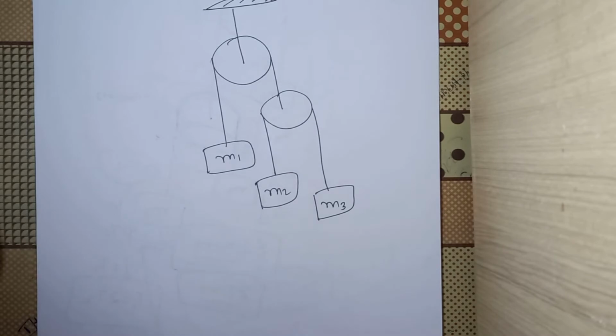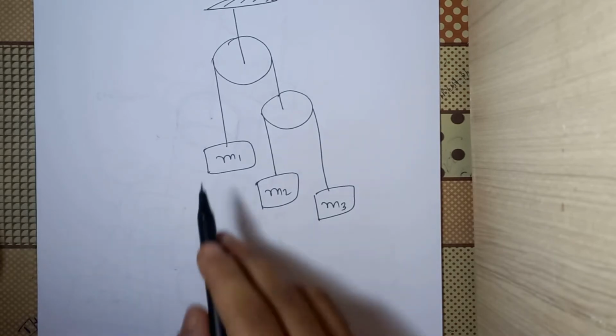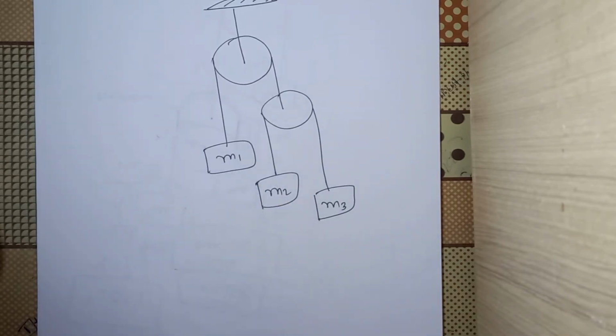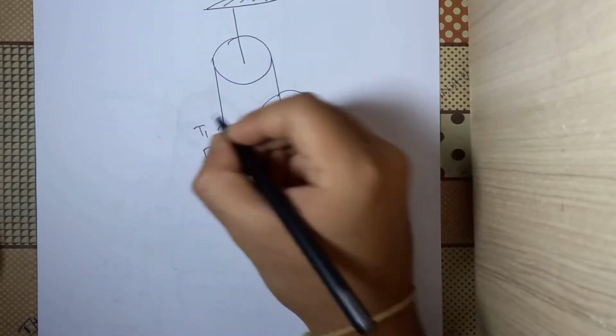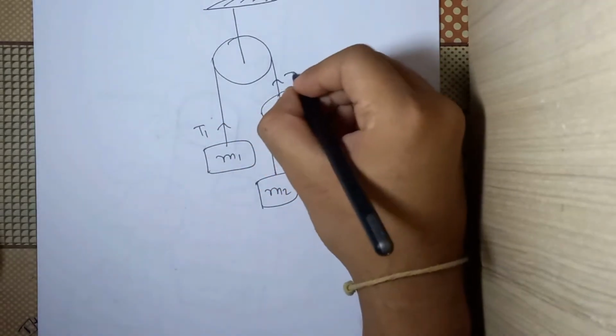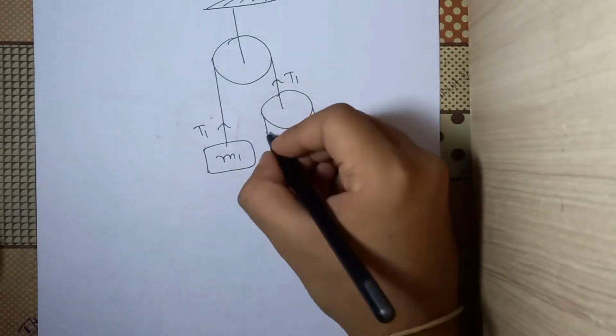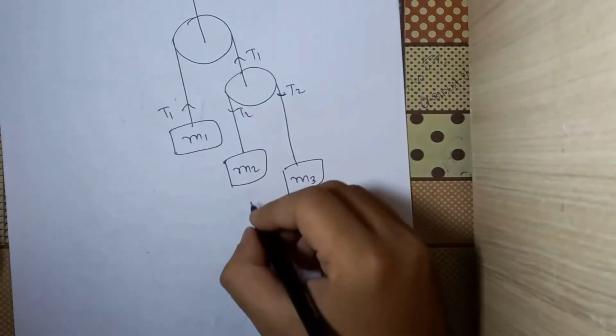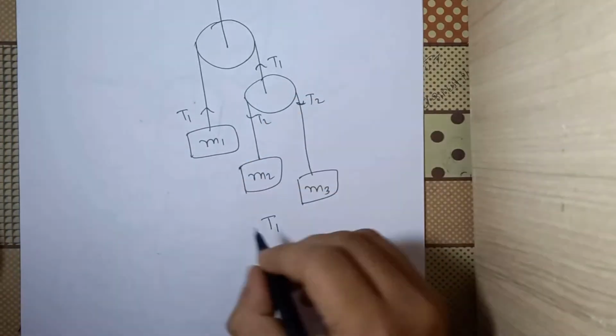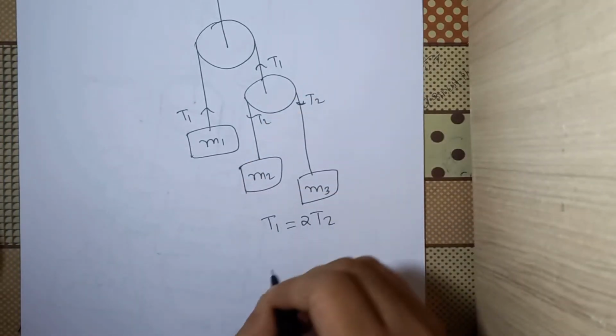So let us say the system was something like this. This was m1, m2 and m3. Now I wanted to find a relation between x1, x2 and x3, which I know that I can differentiate and get a relation between accelerations a1, a2 and a3. So what we do is, first of all, we assume some tensions. Let's say this is T1, this is T1, and let's say this is some T2, T2. Now as we have already established, because this pulley is massless, T1 should be equal to 2T2.